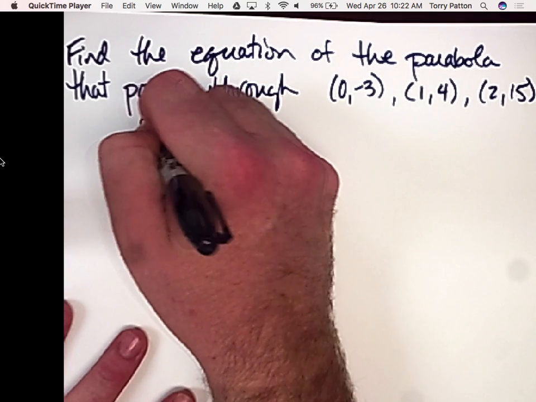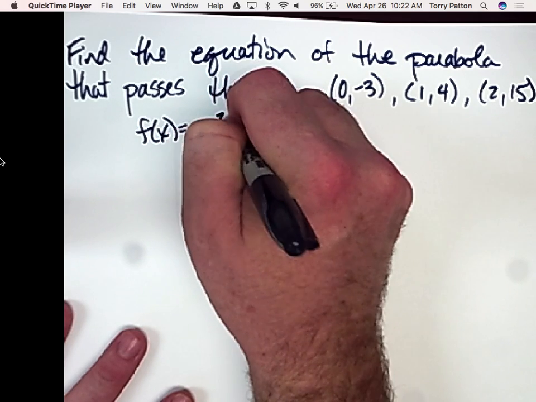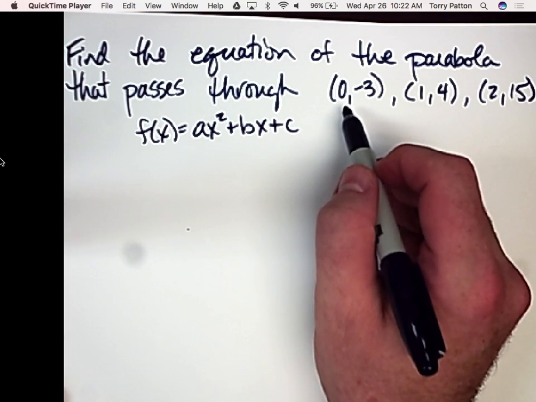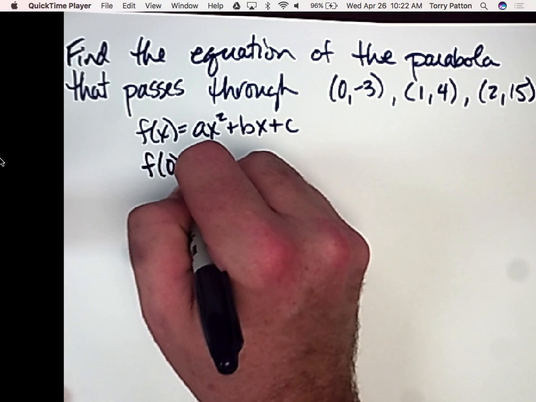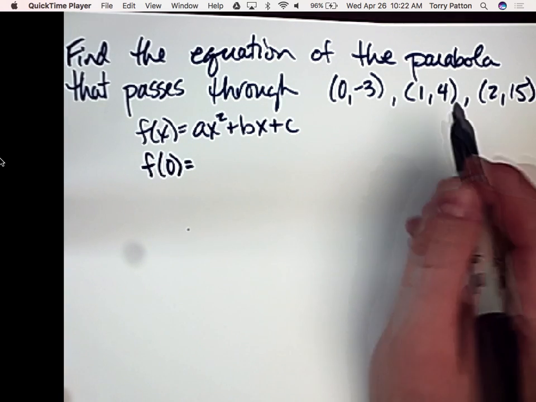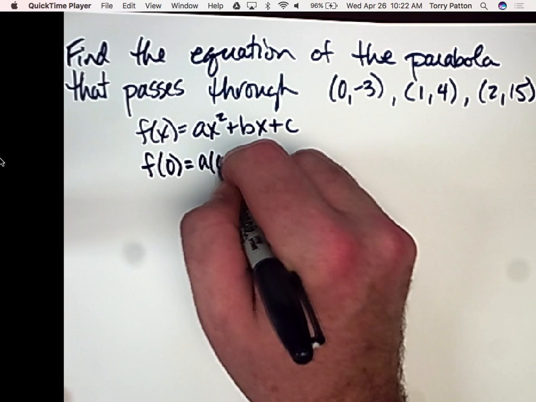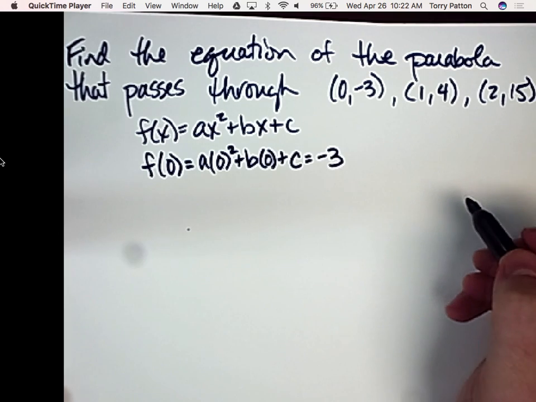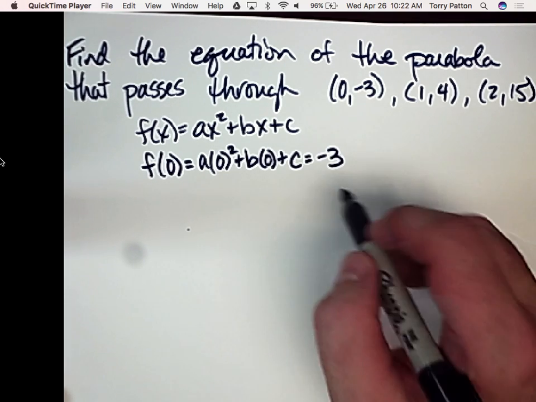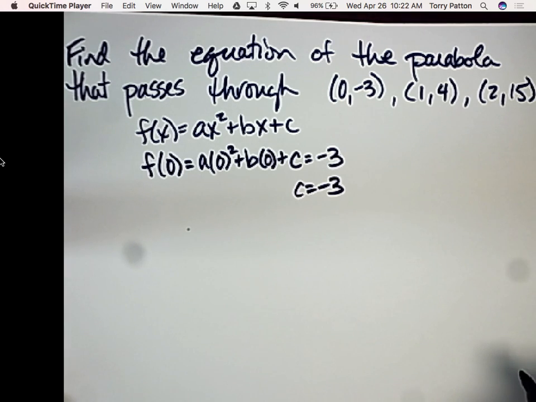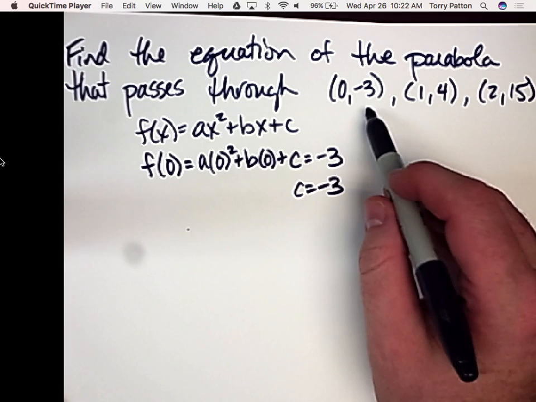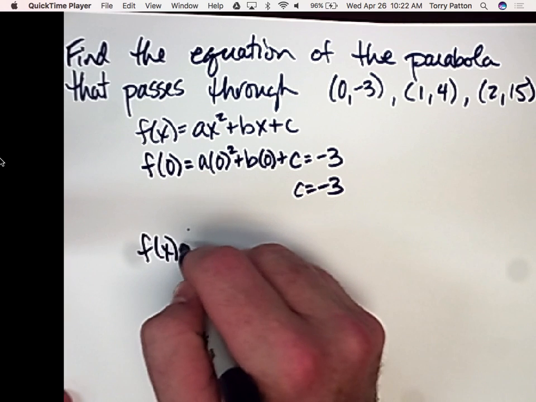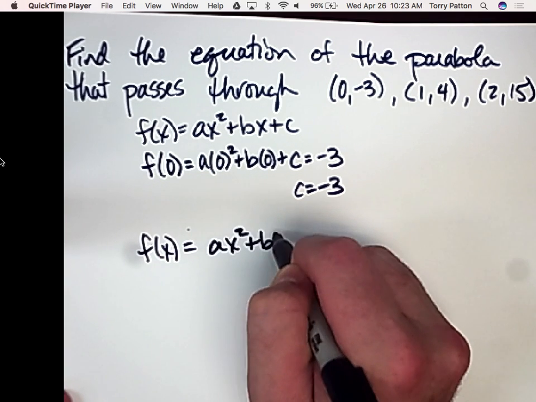So that is ax squared plus bx plus c. So let's plug in the first point. F of 0 has to equal -3, right? So that is a times 0 squared plus b times 0 plus c has to equal -3. What does that tell us? C is -3, because that's also the y-intercept, and we know the constant term is the y-intercept. So now we know it's f of x equals ax squared plus bx minus 3.